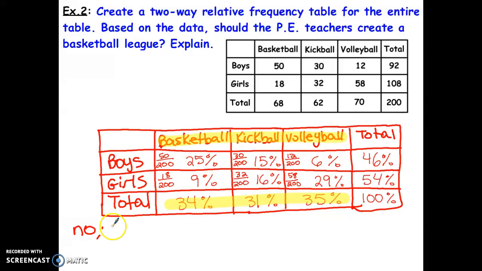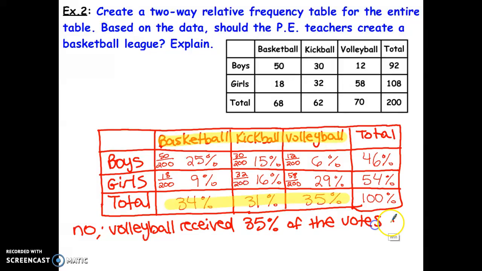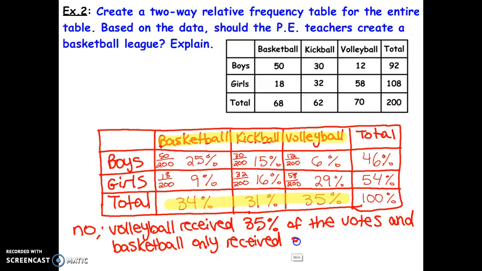Explain. So volleyball received 35% of the votes, and basketball only received 34% of the votes. And that's why, because volleyball had more votes than basketball. So if they're going to create any intramural league, it should probably be volleyball.